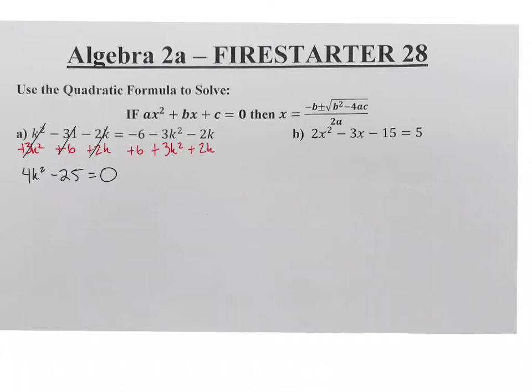Nothing. Minus 2k plus 2k minus 25 equals 0. So now I'm going to find a, b, and c. Remember, a is always with the k squared. That's why a is 4. B is always with the x. So that's why b is 0 in this problem. And c is always the number by itself. That's why c is negative 25.